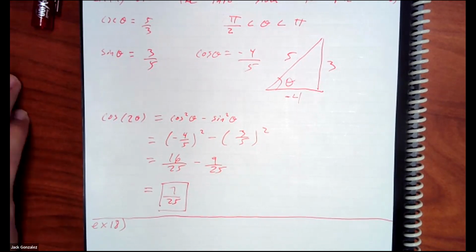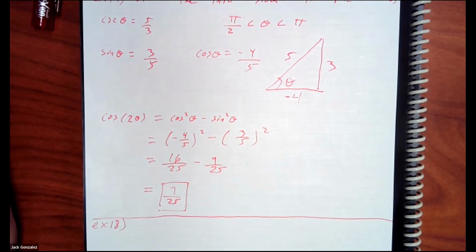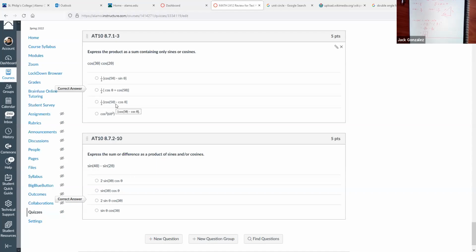So let's see how we have a product. Let me share screen. All right. So here we have a product. Express it as a sum. So use the product to sum formulas. Over here we have a sum or difference. Change that difference to a product. So just use appropriate formulas.